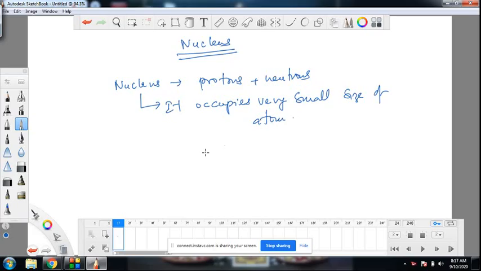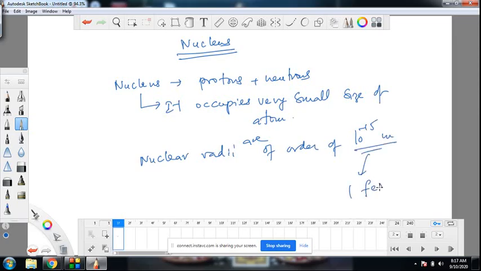See, the nuclear diameter or radii, the nuclear radii for all the elements are of the order of 10 power minus 15 meters, which we call as 1 Fermi. So the nuclear radii will be 1 Fermi, 1.5 Fermi, 2 Fermi, 3 Fermi and so on. This 10 power minus 15 is a very small number, so a convenient unit to represent that is Fermi. 1 Fermi is 10 power minus 15 meters.